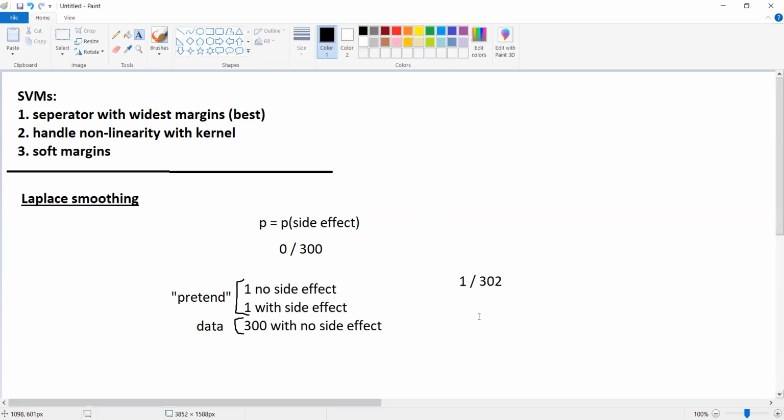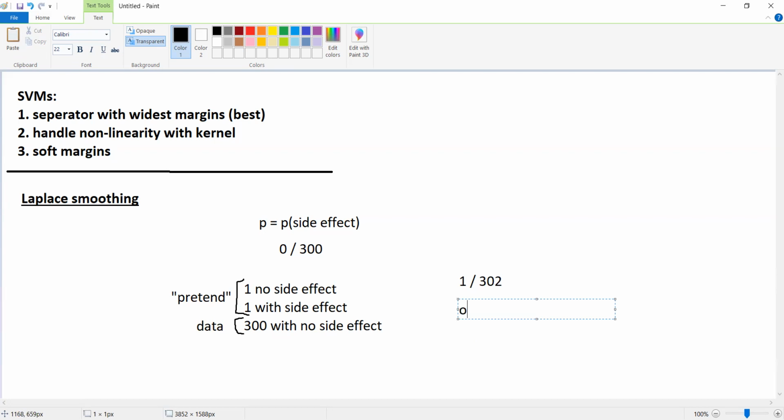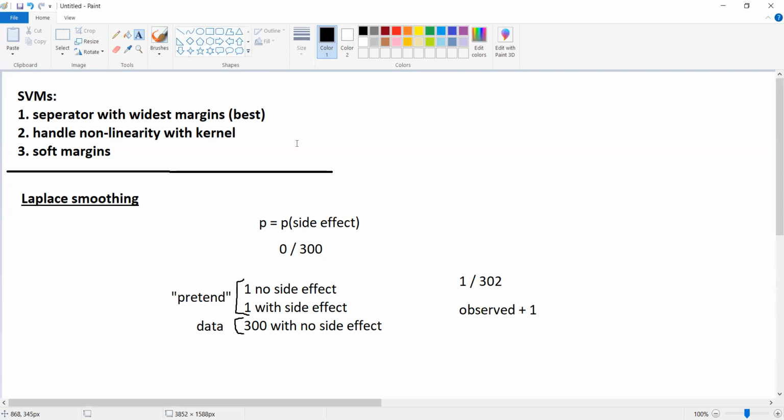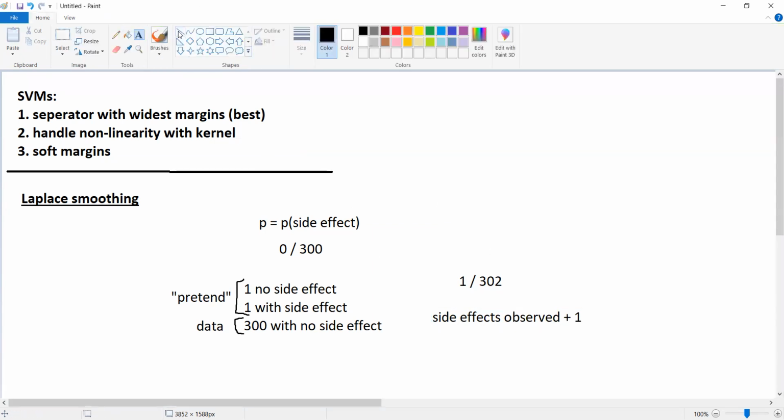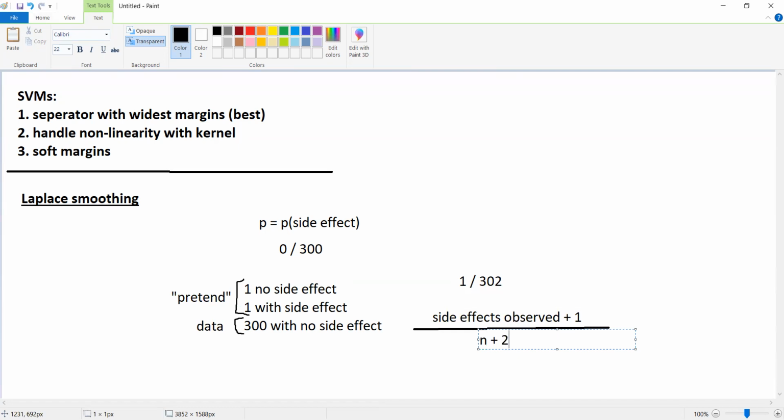Another way to say this is that we're adding the observed side effects plus the one that we pretended, over all n plus the 2 that we pretended. Sorry, I should have written observed side effect. I'm going to delete this. Okay? And this was how I learned of Laplace smoothing.